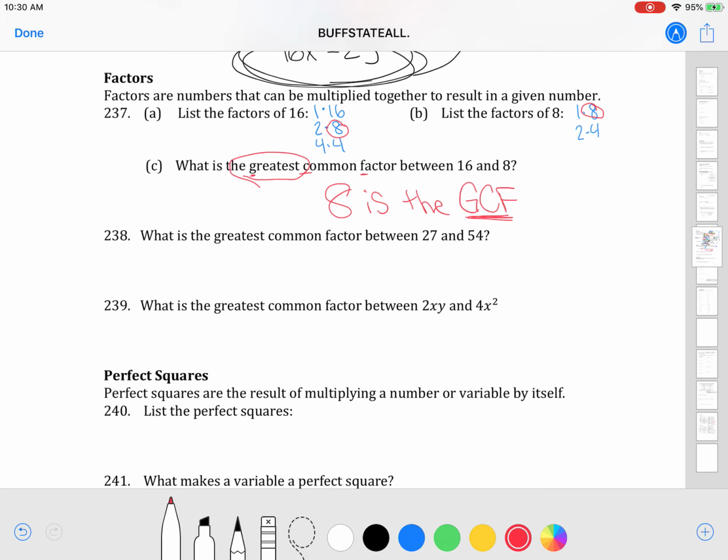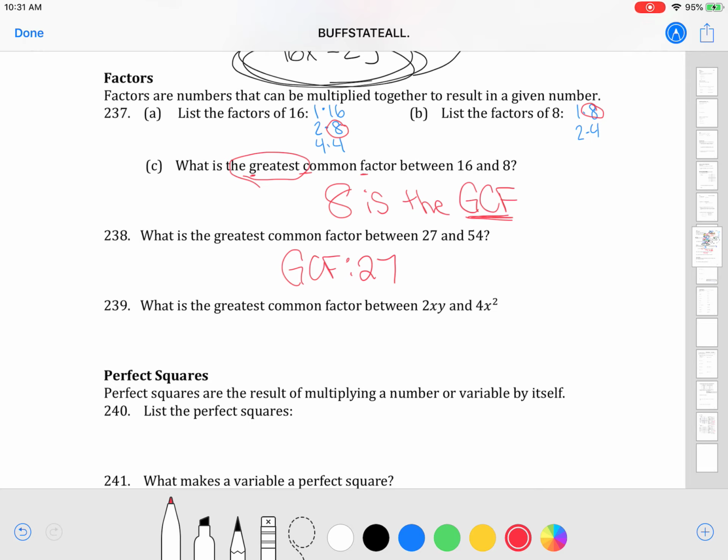All right, now doing that same thing again. What is the greatest common factor between 27 and 54? Take a second to list out the factors of 27, list out the factors of 54, and try to find the common factor. I'll give you a second to try and figure that out. If you need to pause, absolutely go ahead and pause. You should get a GCF of 27.